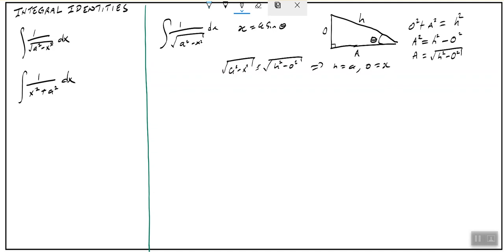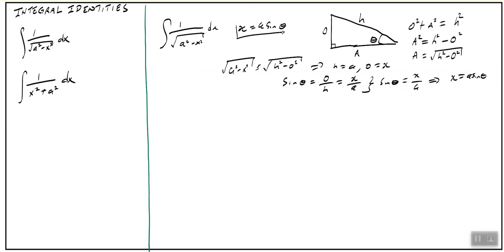Now, if you have your opposite and your hypotenuse, you can find the trig ratio, the sine of the angle given. That means sine of the angle, we all know, is opposite over hypotenuse. In our case, it's going to be what? x over a. So if we have sine theta to be x over a, it implies that x is equal to a sine theta. And that's how this substitution came about.